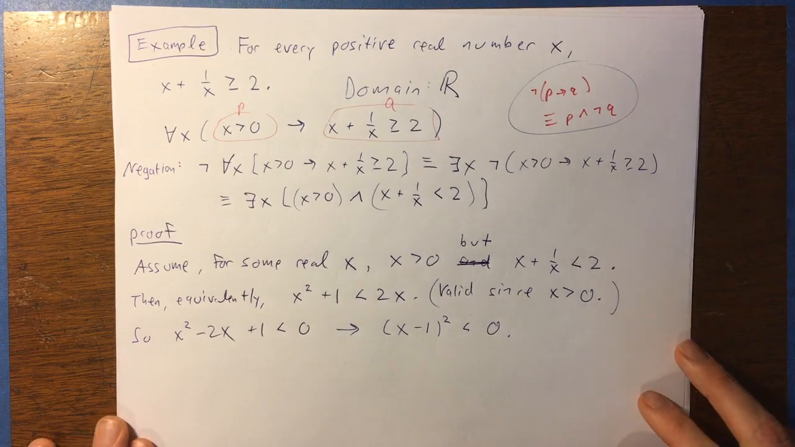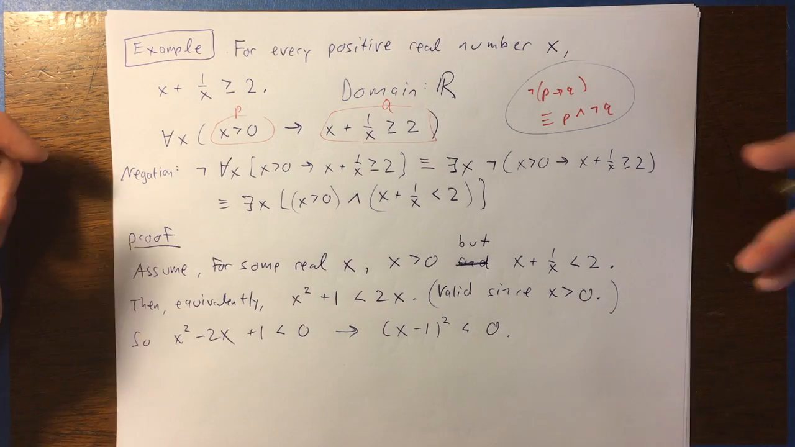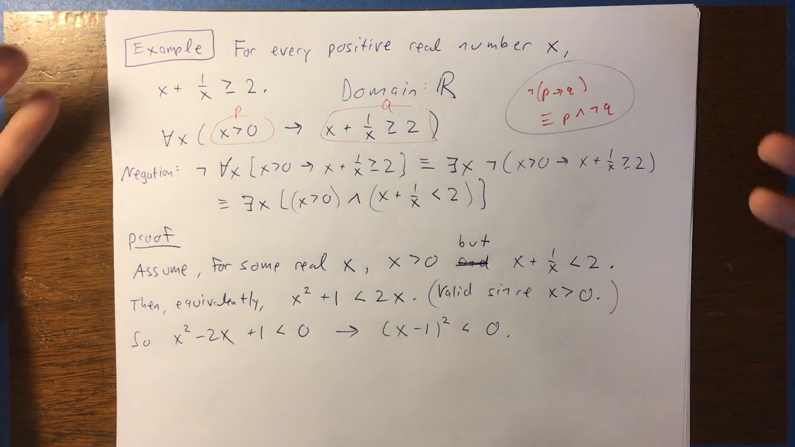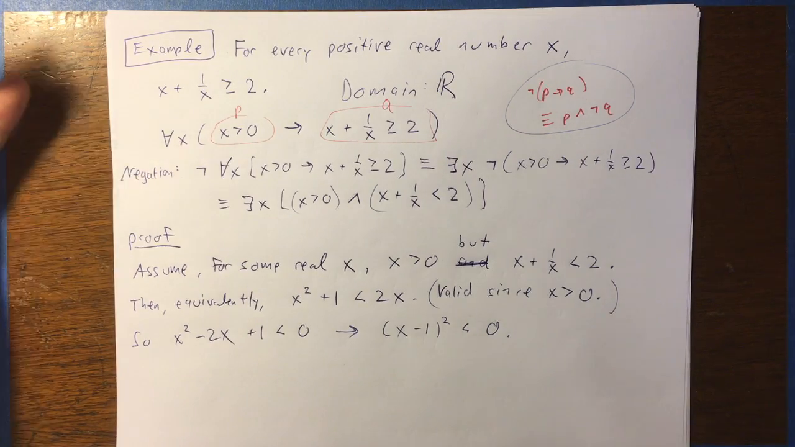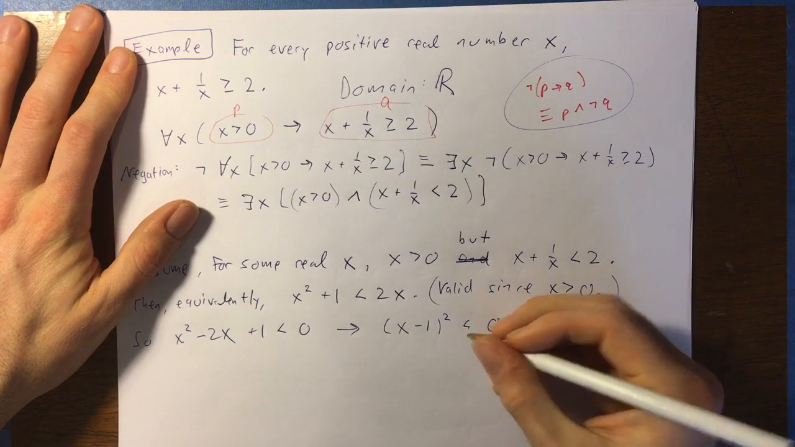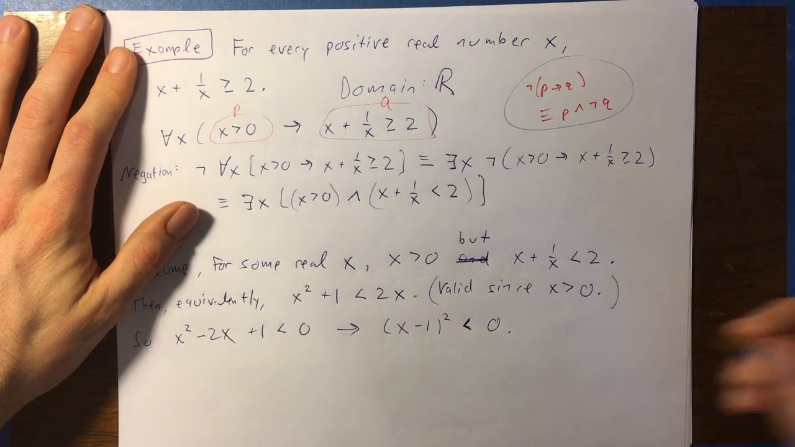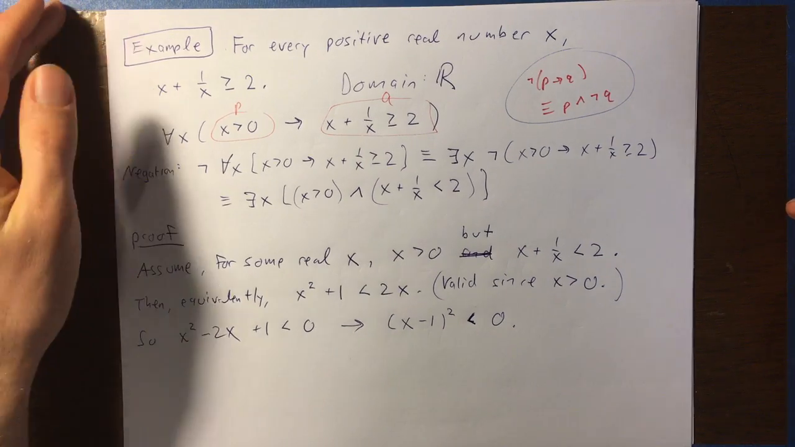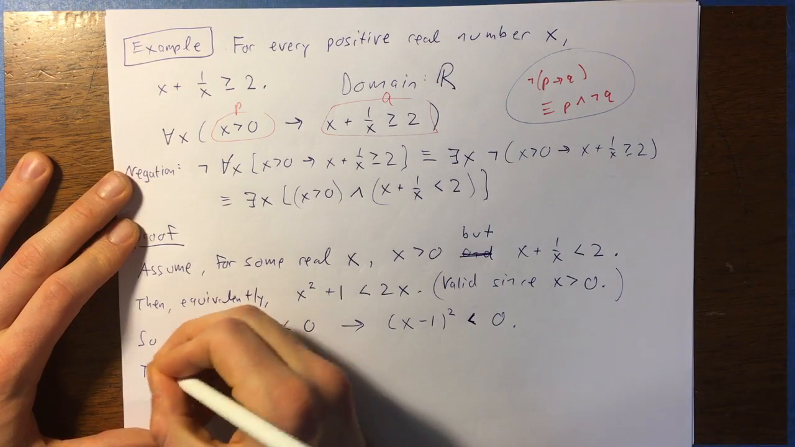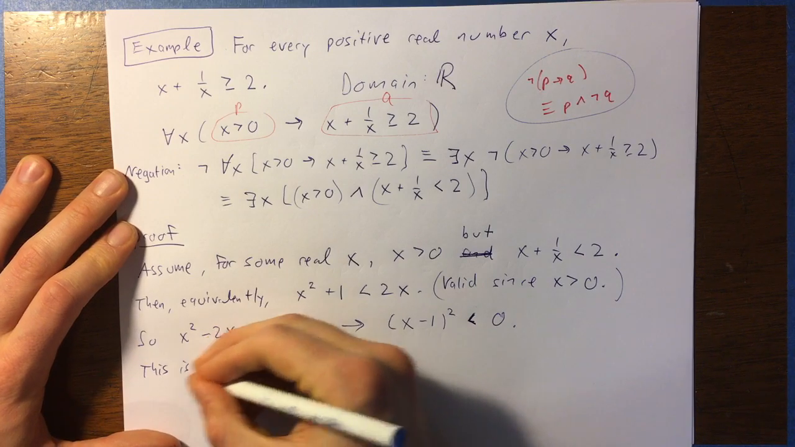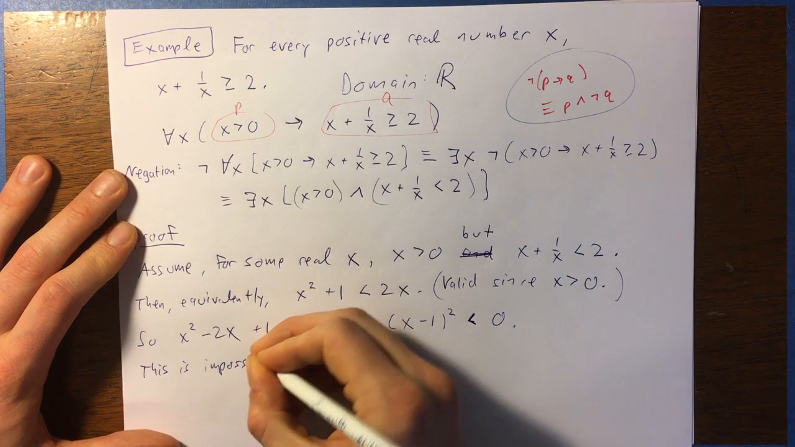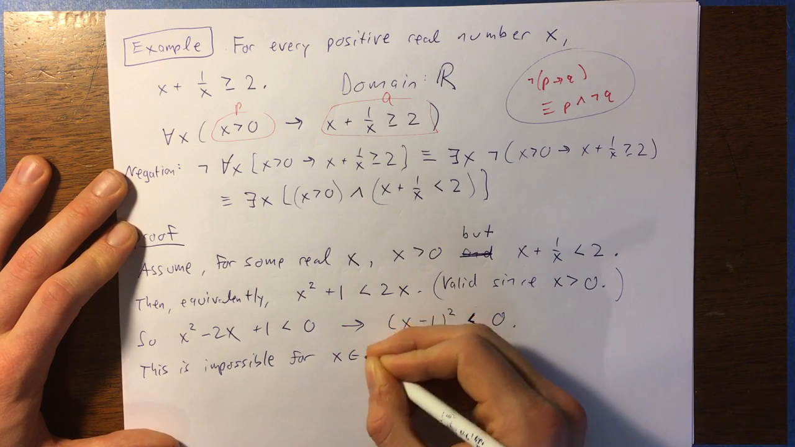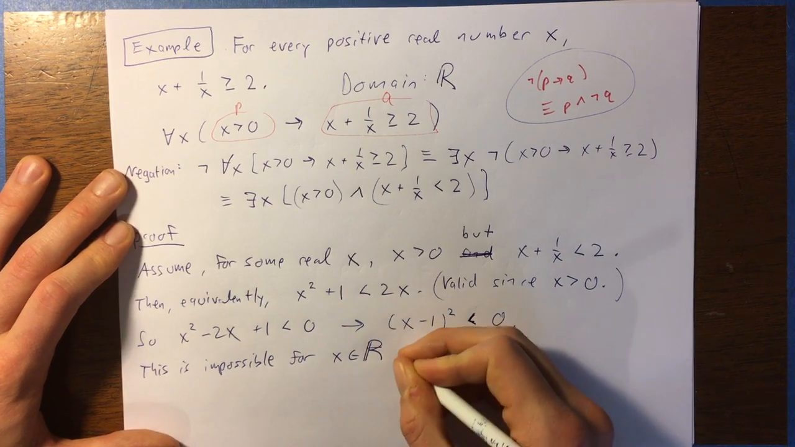Now, what's our goal here? We assumed the negation, right? And so our goal is to reduce this to the absurd. Our goal is to deduce some kind of contradiction. And that, my friends, is absurd. x minus 1 squared is less than 0. Well, that's impossible. So the next line of my proof is going to be, this is impossible, at least for a real number x.